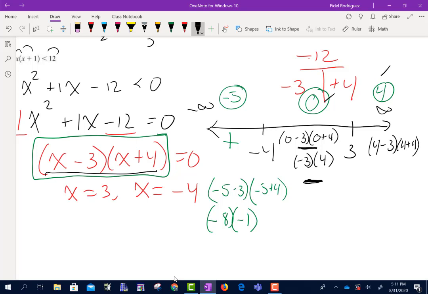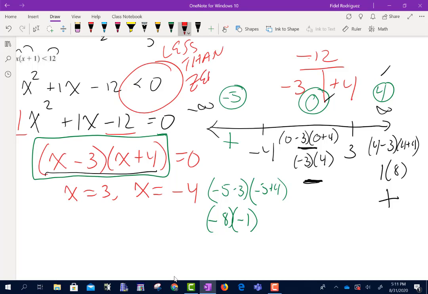Okay. And then we're going to do the same thing. We're going to plug in the number 4. So let me move this over a little bit. And I'm going to plug in my number 4. So I'm going to have 4 minus 3, 4 plus 4. That's going to be 1 times 8. That's going to be a positive number. Okay. All right.